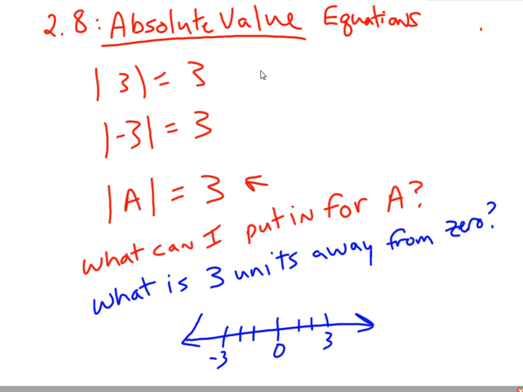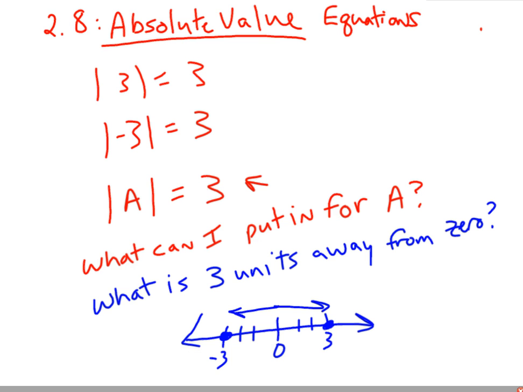The first one is that the answer could be negative 3, and the second one is that it could be 3. I could plug in A equals 3 in there, and the absolute value of 3 is 3, just like we had shown up above. And I could plug a negative 3 in there, because the absolute value of negative 3 is also 3. So it's important that you realize that we're going to end up with two answers, because we're looking for a distance away from 0. I could either go to the left from 0 to get to the negative side, or to the right from 0 to get to the positive side.